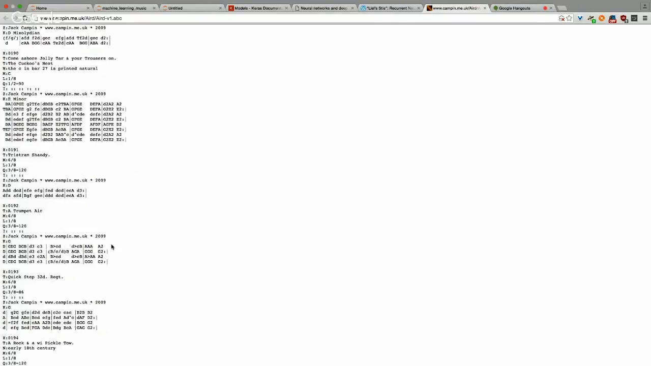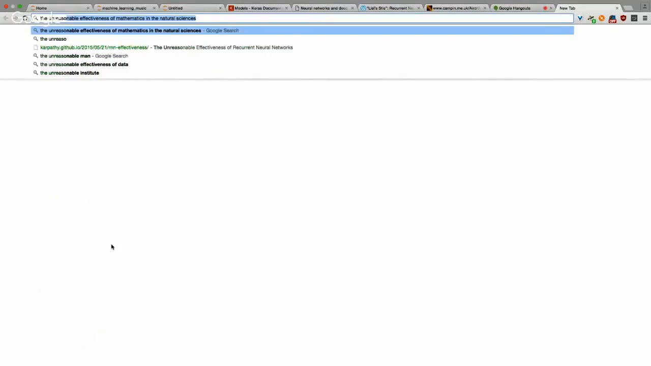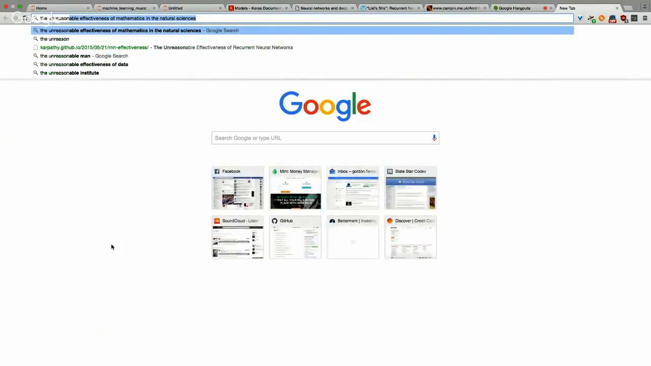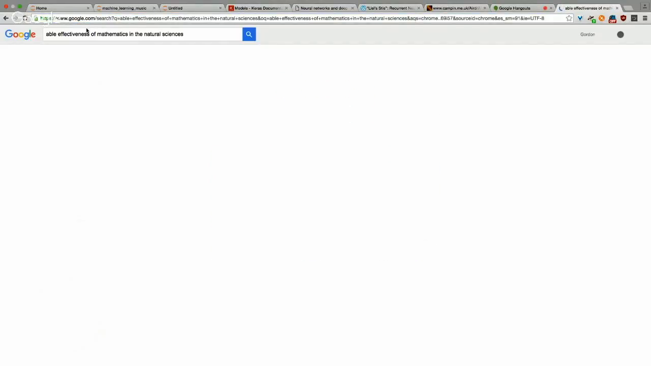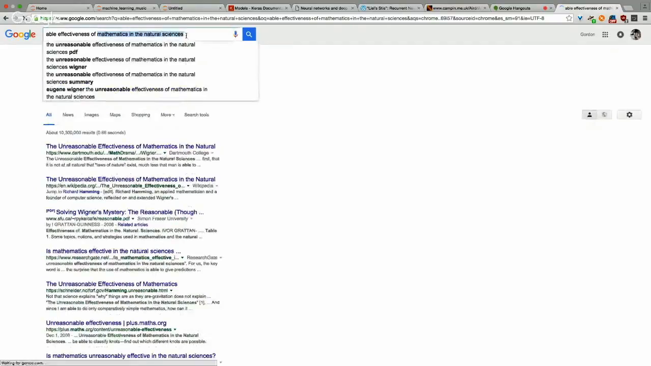And here's the article that actually inspired this, The Unreasonable Effectiveness of Mathematics in the Natural Sciences, which is not what we're going for. That's the original one. This one rips off Google. This one rips off the title of this paper. Come on, backspace.